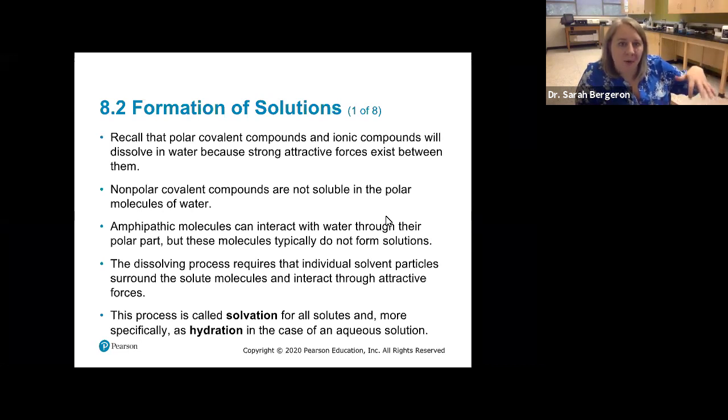So you have to remember that polar covalent compounds and ionic compounds are going to be able to interact with water either through dipole-dipole interactions, hydrogen bonding interactions, or ion-dipole interactions. Any of the three are going to be relatively strong attractive forces that exist between the solute and the solvent. So the solute are those compounds that you're dissolving in the water, which is the solvent.